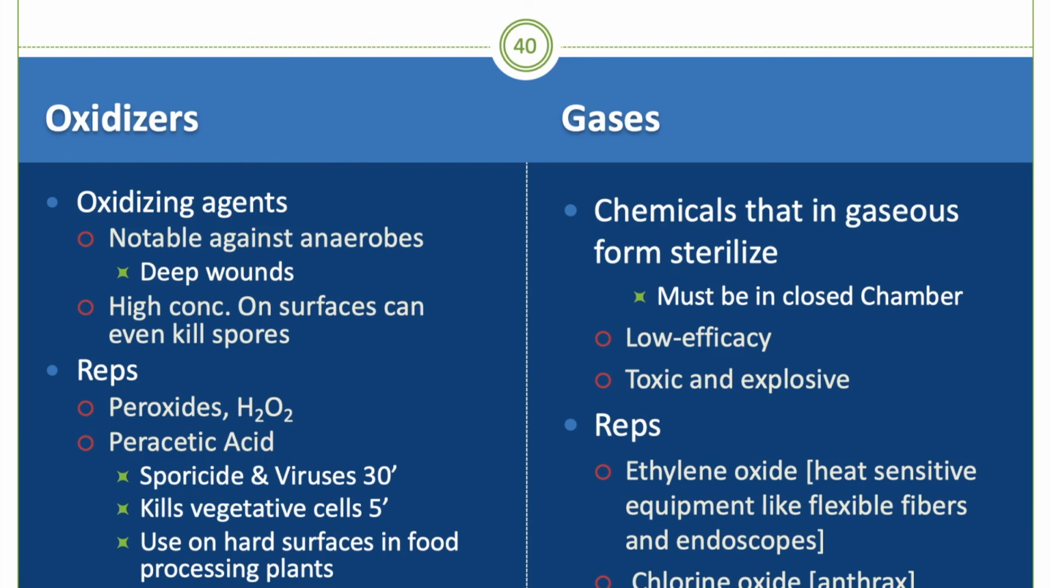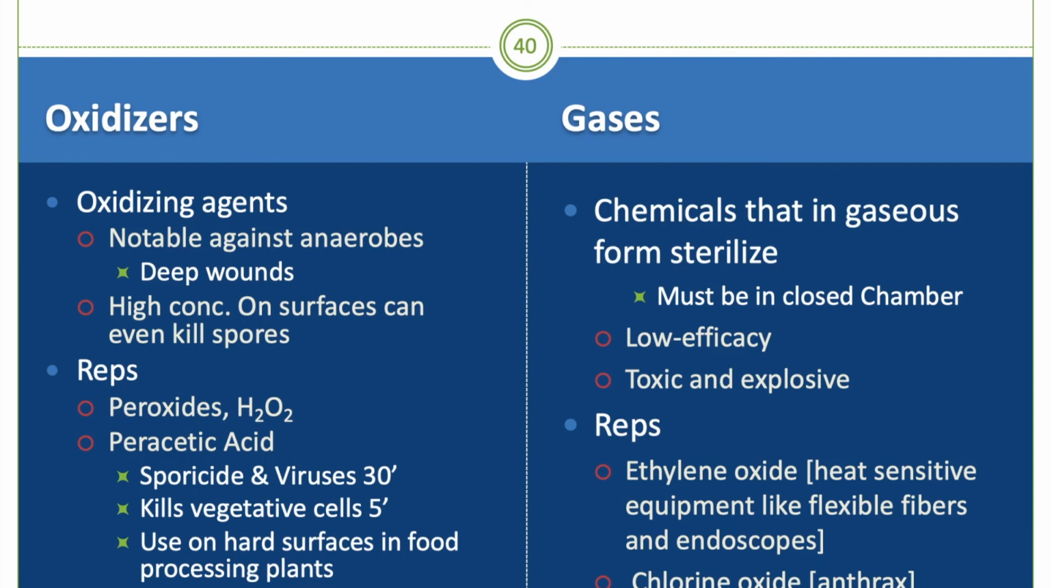Then we have some gases that are used as well. So you have ethylene oxide, which is used when you have heat-sensitive equipment that you cannot use heat to treat. Then we'll use gaseous methods and gases such as ethylene oxide and chlorine oxide to destroy them. They're not as efficient as the liquid or the other physical methods that we use. However, they are only used when it's very necessary, like an instance where you cannot use other methods to do it.